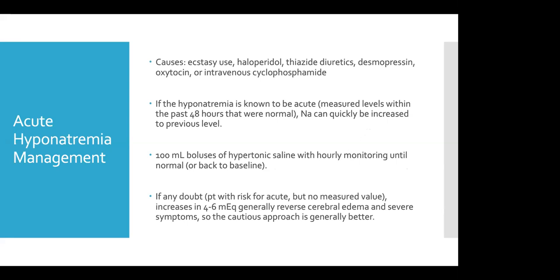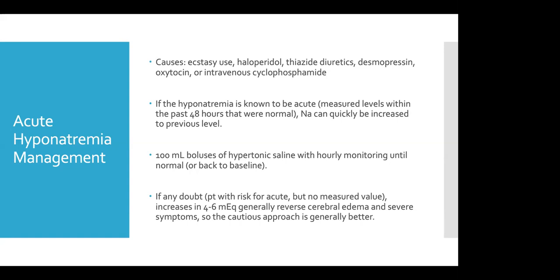So we'll talk about acute first. Causes: we often hear about ecstasy use as well as Haldol, thiazides very rarely when they're first started, desmopressin, oxytocin, and IV cyclophosphamide, which I was unaware of. So if you know that it's acute, with specific measured values within the last 48 hours, or if the story is just too good, right? Like a very healthy young individual, no medical problems, used ecstasy last night and comes in the morning completely obtunded with a sodium of 110, then it's too good to think that it's not acute.